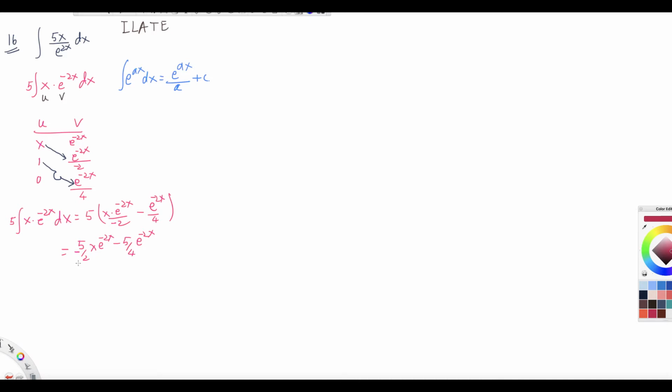That was question number 16 from the book. Now I'm going to do question number 18 from the book. Let's see how question number 18 looks like. Number 18.